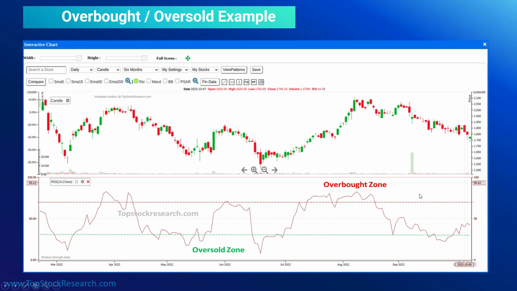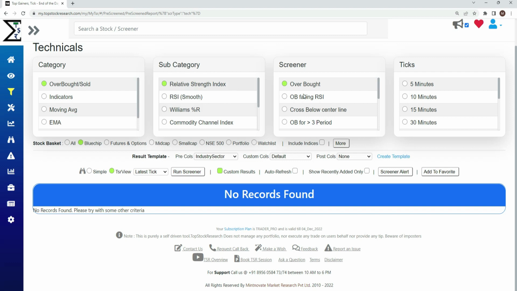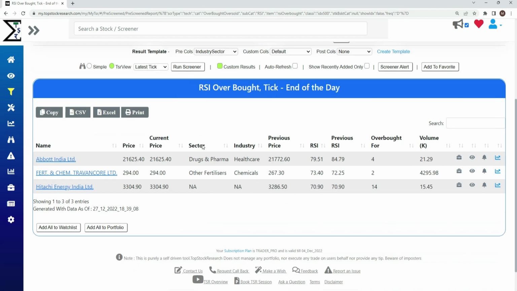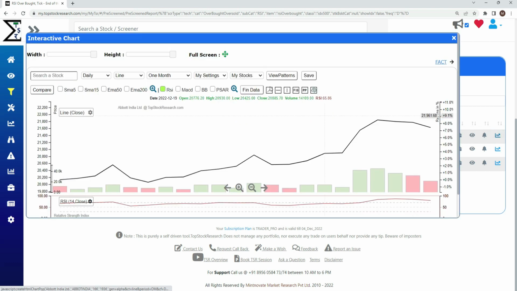Right? So let's see how these oscillators look in a real chart, right? Let's look at one of the technical screeners. Relative strength, for example, we are looking at any stock which is overbought in the NSE 500 range. So you'll see that about India is in overbought territory, which as per RSI is above 70. And the previous RSI was 84, right? So let's see how this looks in a typical chart.